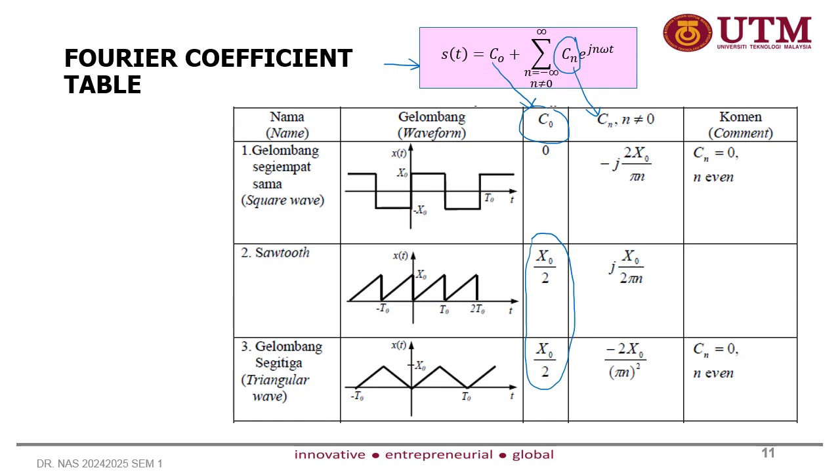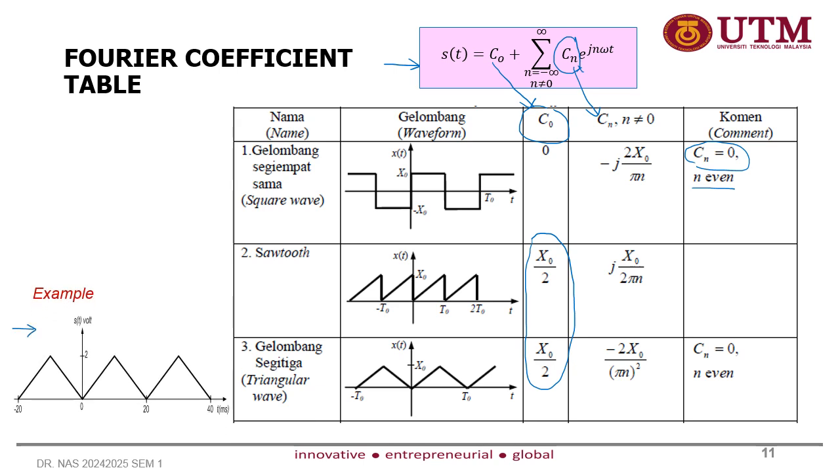For example, for the first one, square wave, Cn will be 0 when n is even. So this Cn will be 0 if n is even, so that you just need to consider the odd numbers. So for example, you are given this signal, so you need to compare to the table the closest shape to the signal given to you. In this case, the closest one is the triangular wave.